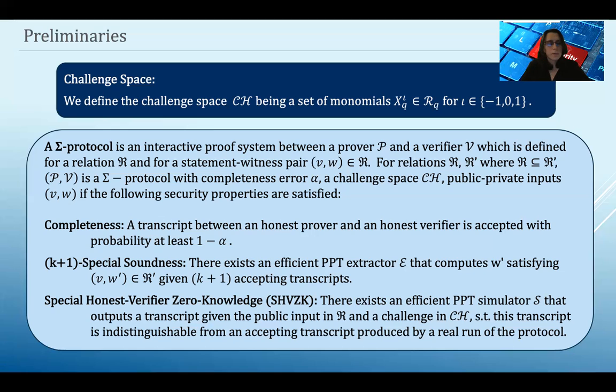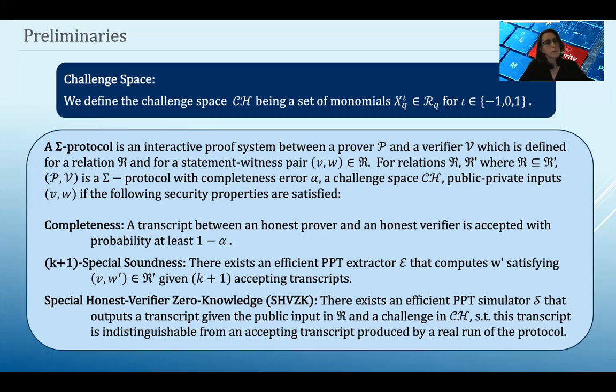And the last property is the special honest verifier zero knowledge property, meaning that there exists an efficient simulator that outputs a transcript given the public input and the challenge in the challenge space, such that this transcript is indistinguishable from an accepting transcript, which is produced by the run of the real protocol.